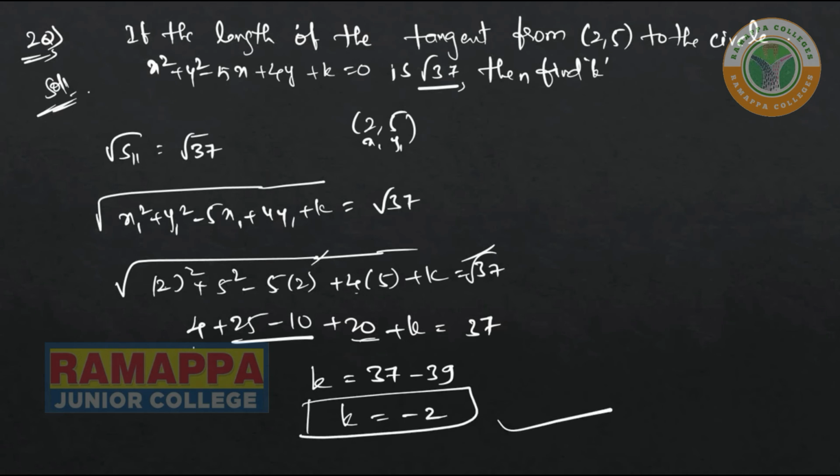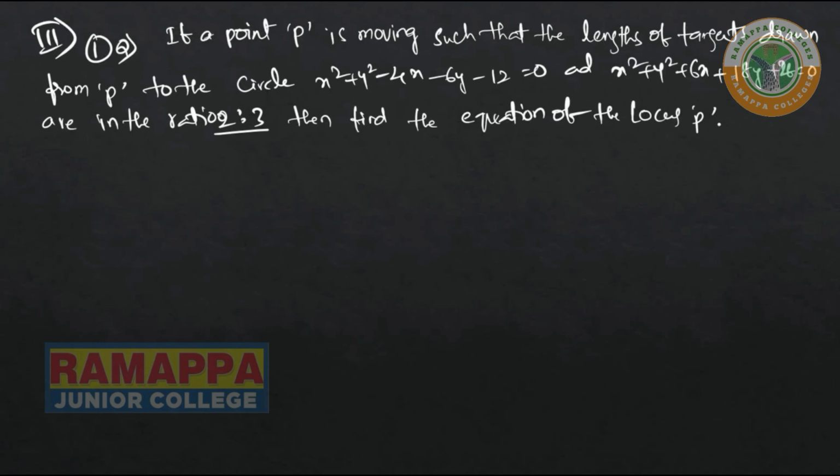Now move to the third bit. Here, the first question: if a point P is moving such that the lengths of the tangents drawn from P to the circles x squared plus y squared minus 4x minus 6y minus 12 equal to 0, and x squared plus y squared plus 6x plus 18y plus 26 equal to 0 are in the ratio 2:3, then find the equation of the locus of P.